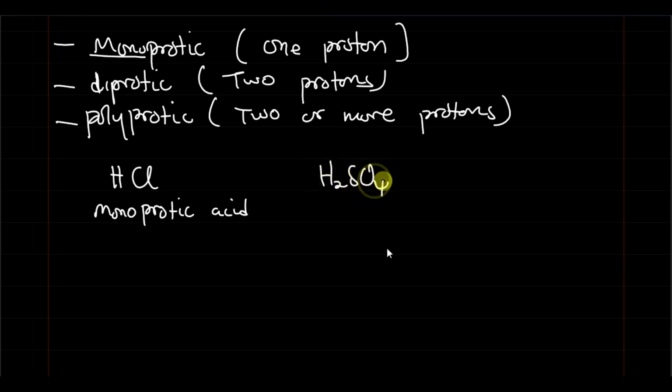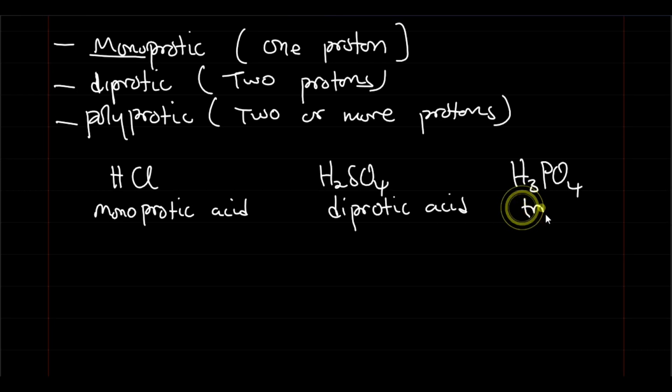Okay. What about sulfuric acid? It can donate up to 2 protons if it has ionized completely. So it is a diprotic acid. What about phosphoric acid? Phosphoric acid can donate up to 3 protons. So it is a triprotic acid.